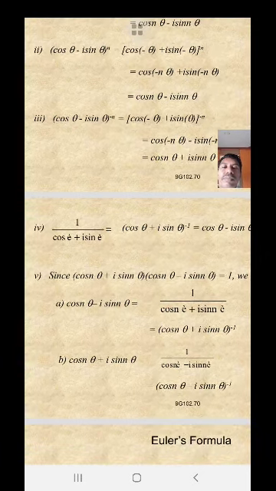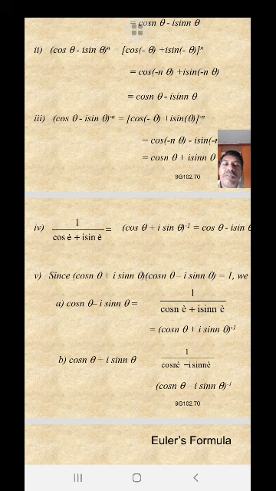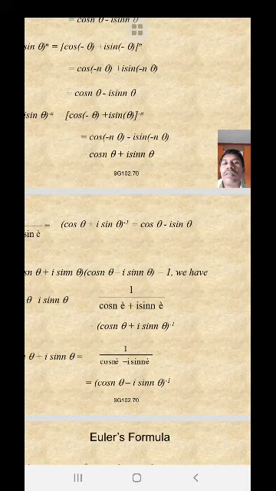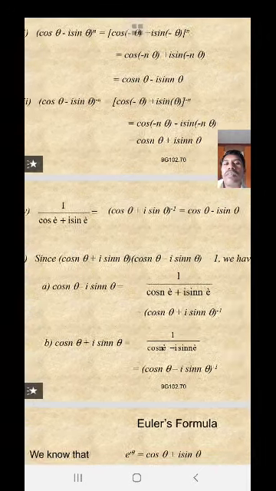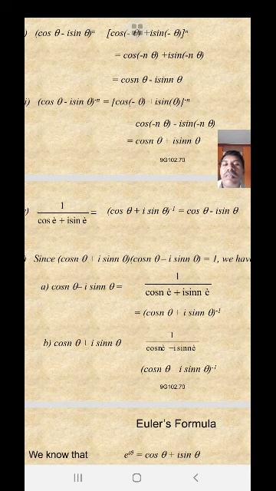Next point, fourth, 1 by cos theta plus i sin theta equals, you can write cos theta plus i sin theta whole power minus 1. So here in place of n we have minus 1, so that equals cos theta minus i sin theta, that is minus 1 into theta, means in cos negative also we can write as a positive, so cos theta, and in the sine negative will come to the outside, so minus i sin theta.